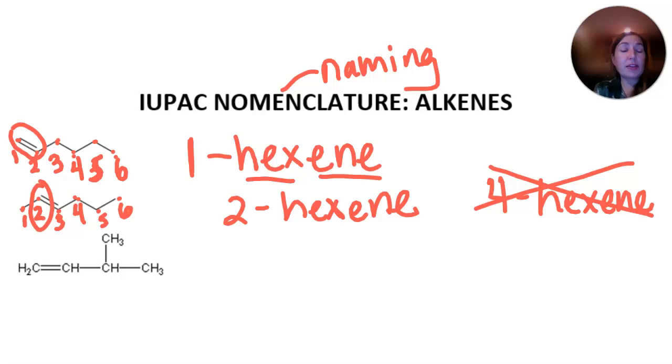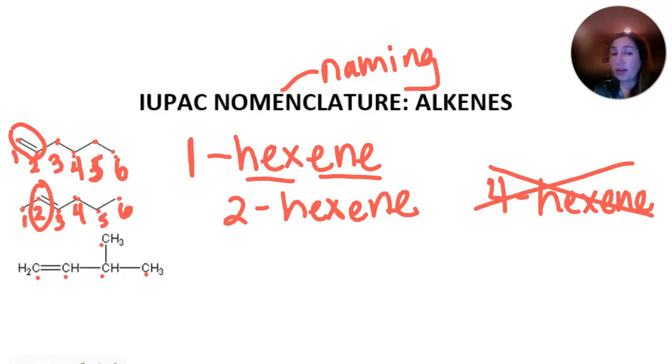Okay, now let's look at this last example. Here's where it gets a little more complicated because our carbons aren't all in a row. So here we have CH2 double bonded to CH, single bonded to CH, and that CH has 2 different CH3s coming off of it. So it has a group off the main chain.